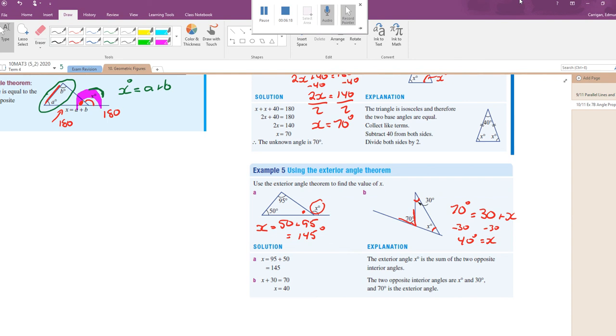All right, have a go at the exercises on your sheet that relate to this.